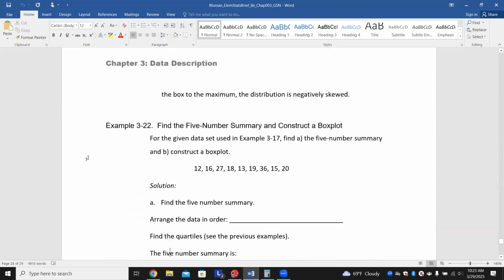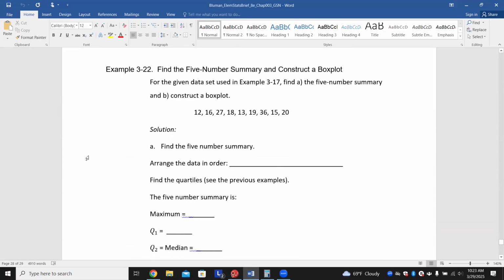Let's look at an example here. In example 22, we're going to find the 5-number summary, and we're going to construct a box plot with that information. For the given data from example 17, we're going to find the 5-number summary and then construct a box plot. So here is the data.